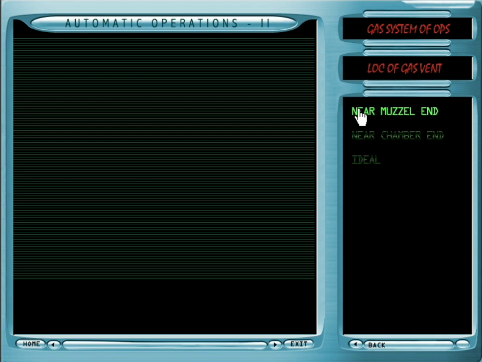To decide on the optimum location of the gas vent, let us consider all the advantages and the disadvantages of tapping gas near the muzzle end or the chamber end.